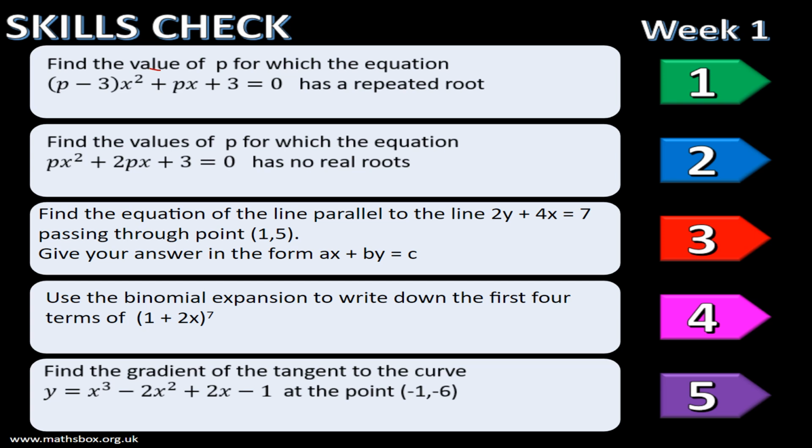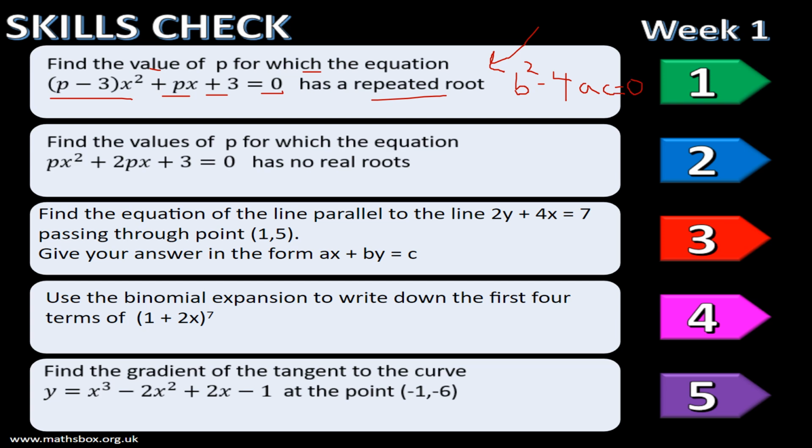Find the value of p for which the equation (p - 3)x squared + px + 3 = 0 has a repeated root. This is all to do with when the discriminant, i.e. b squared minus 4ac, is equal to 0. This is the bit inside the square root. If it's equal to 0, then it has what we call a repeated root.